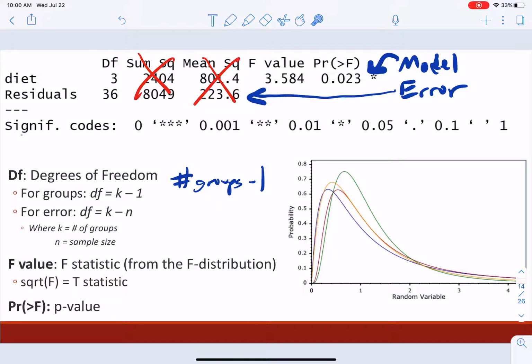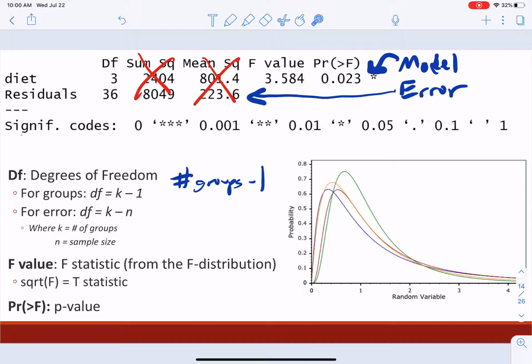But it turns out that this F statistic is actually just the square root of a t-stat. That's more of a fun fact than anything. I won't ask you anything about that because there's a little bit of finagling that goes on here too. But this is all very much related. It's crazy.